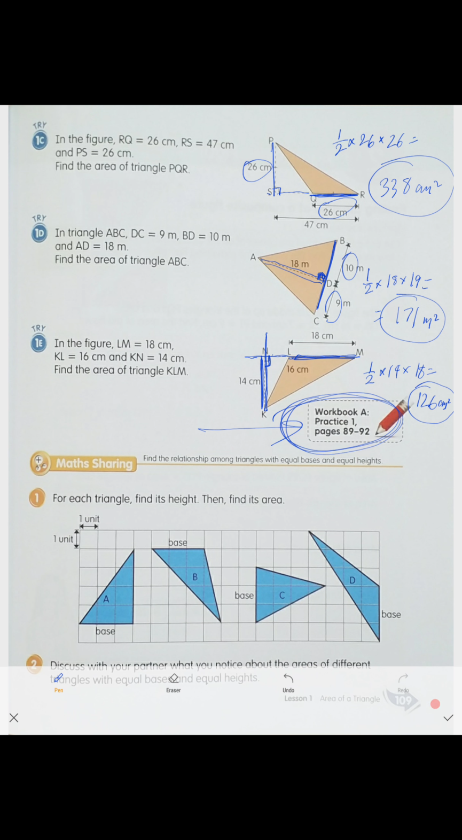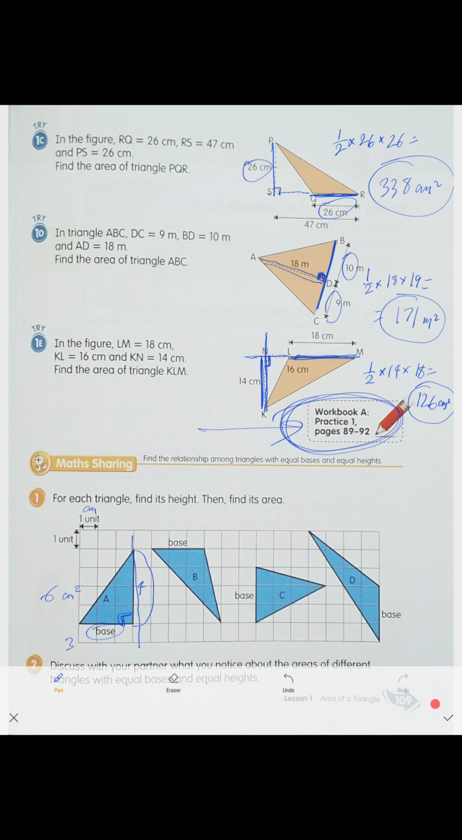All right, math sharing. Here for each triangle, find its height, then find its area. Okay. All right. So let's go. Here is base. Base is 3, right? Here is height. This is the perpendicular line to the base. Here is the rectangle. The height is 4, right? So 3 times 4, 12. 12 divided by 2 is 6. What is the unit? So square units. But let's make our unit a centimeter.